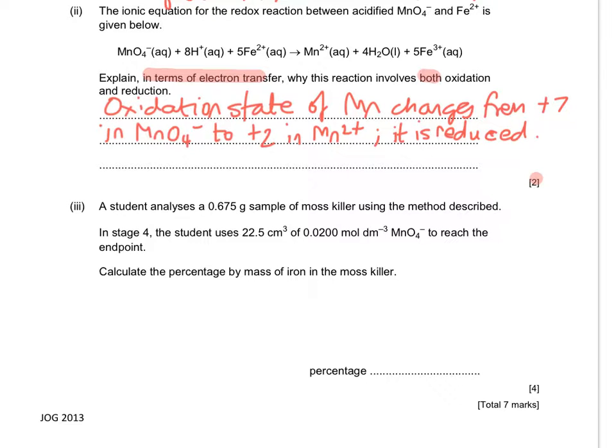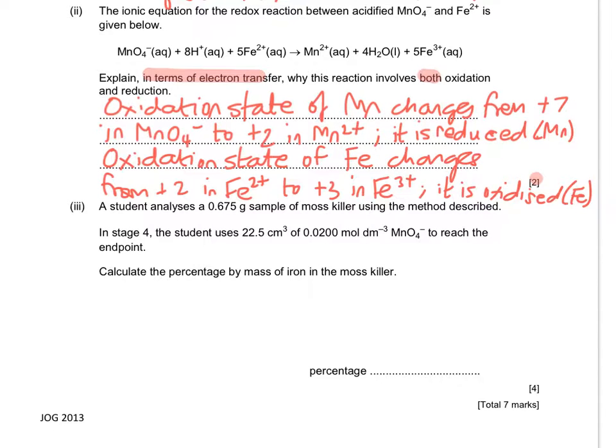So I'm choosing to go with the manganese first of all, and I've stated that its oxidation state was +7 in MnO4 minus, and it changes to +2 in Mn2 plus, so it's reduced. The oxidation state has become less positive. It's gone down. And I've said something similar for iron, except this time it's for oxidation. So the oxidation state of iron changes from +2 in Fe2 plus to +3 in Fe3 plus. And I've said it is oxidized. And you'll notice I've put next to reduced, I put in brackets Mn. That's to clarify what I mean by it. And I've done the same for iron at the end of my answer.